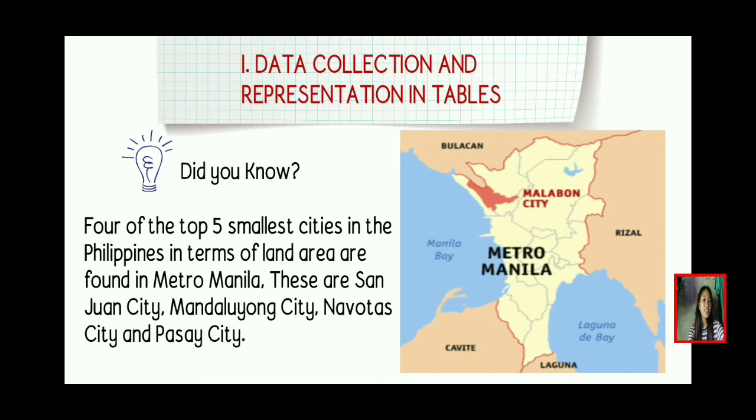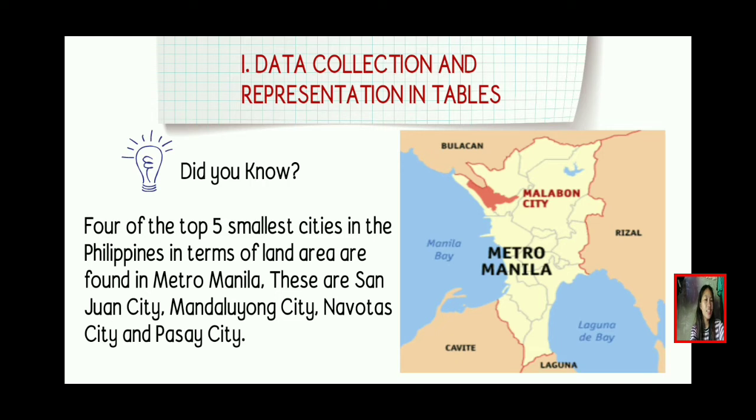First, the data collection and the representation in tables. Did you know that 4 of the top 5 smallest cities in the Philippines in terms of land area are found in Metro Manila? These are San Juan City, Mandaluyong City, Navotas City, and Pasay City. So the top 5 smallest cities in the Philippines in terms of land area are San Juan City, Mandaluyong City, Navotas City, Cavite City, and Pasay City. So these lists of cities with their corresponding land areas are called data.